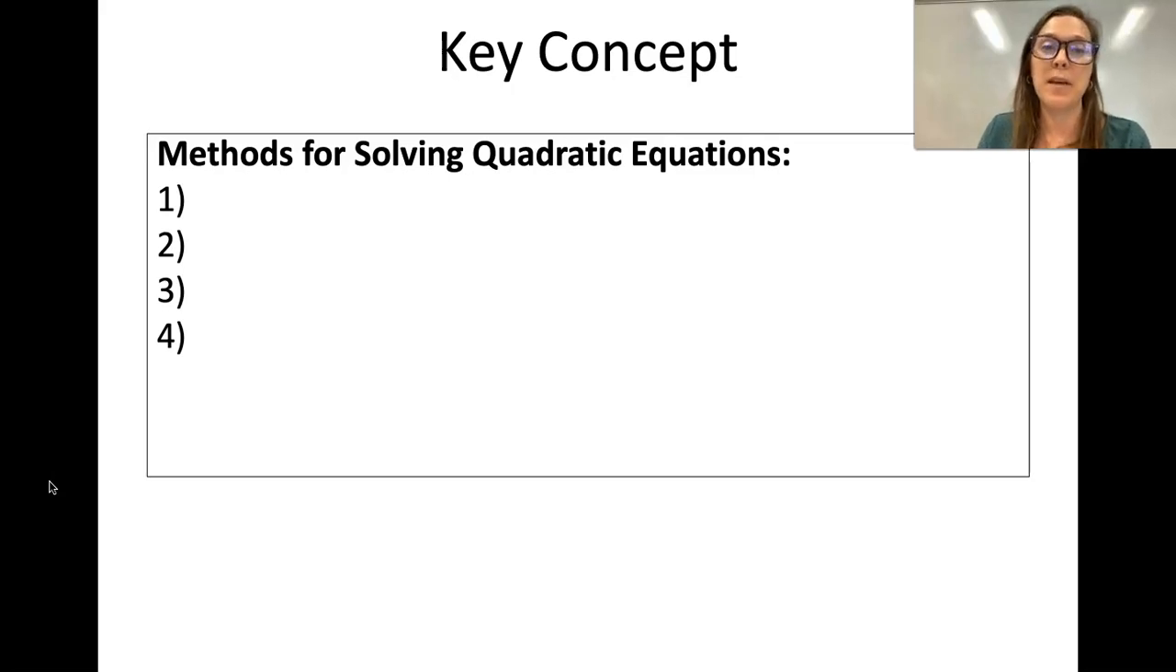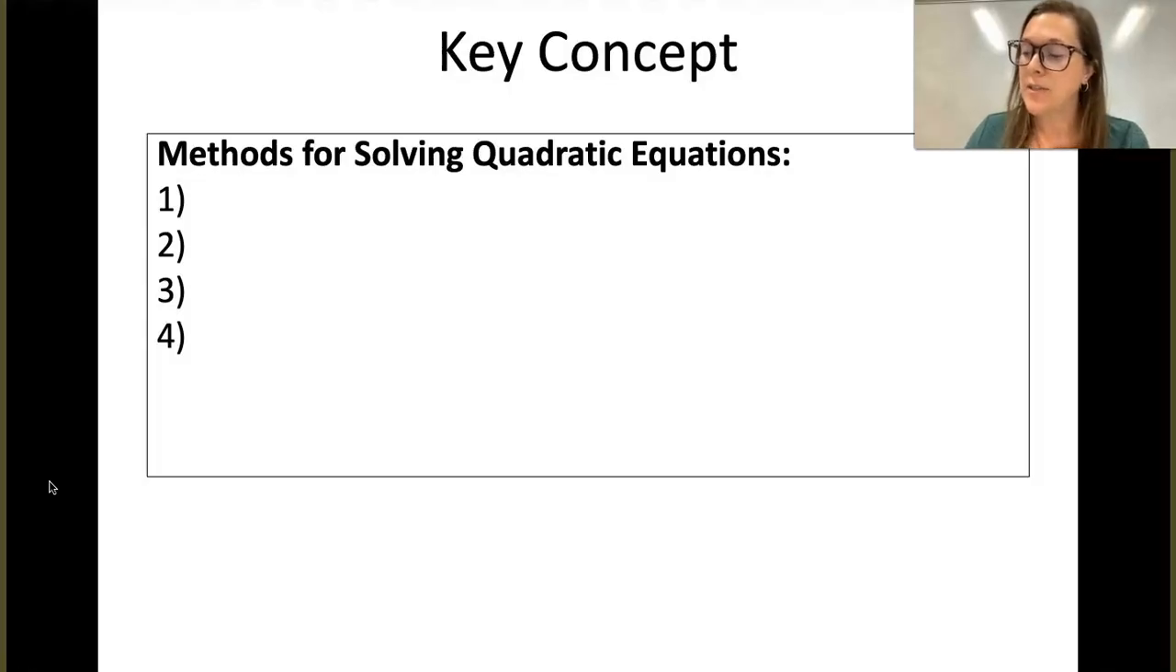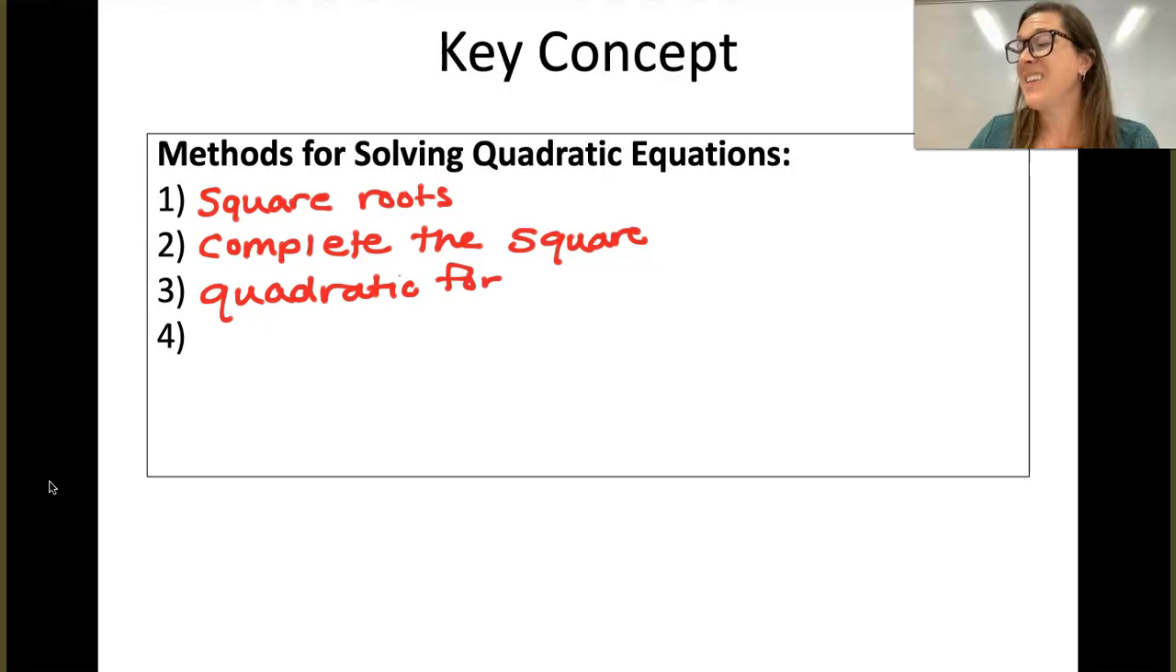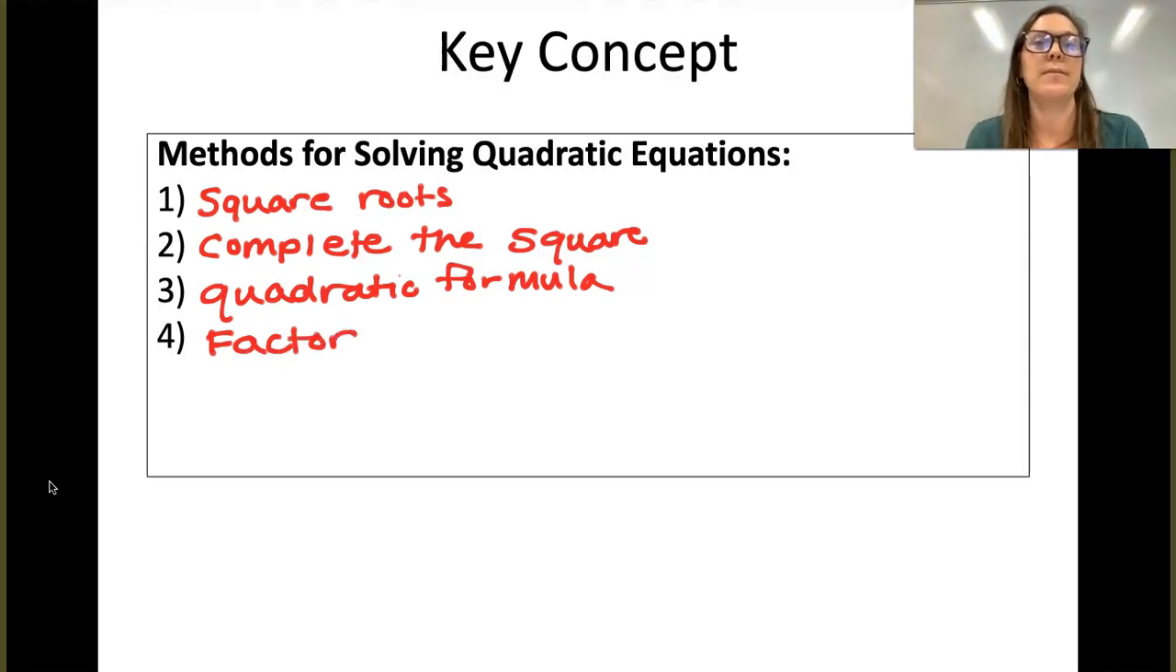So keep in mind the methods that we have for solving quadratic equations are, we can solve by doing square roots. This is if it's not factorable, right? Square roots, completing the square, we can use the quadratic formula. And if your quadratic is factorable, maybe factoring is favorable for you, then go ahead and factor it.